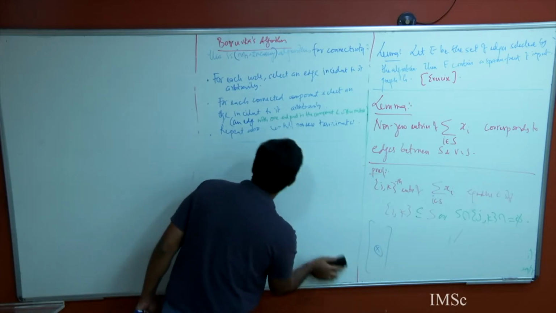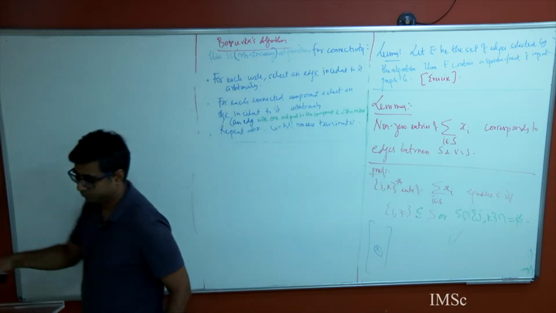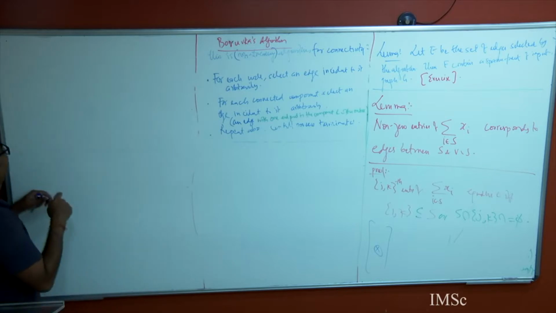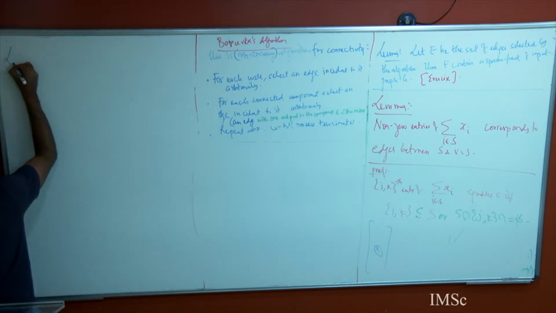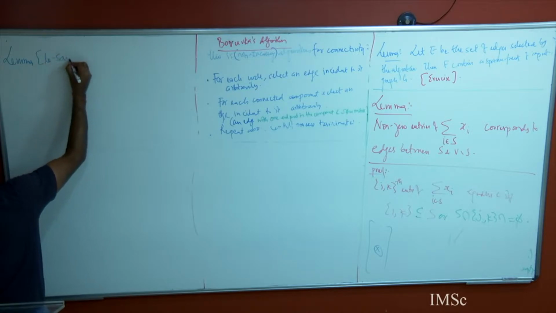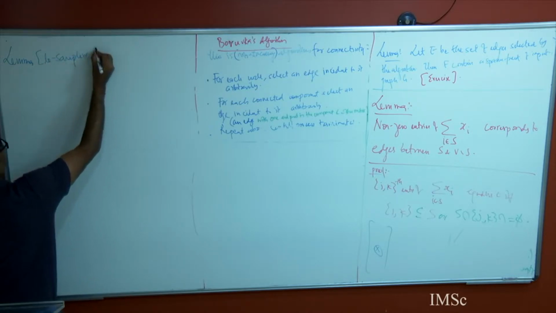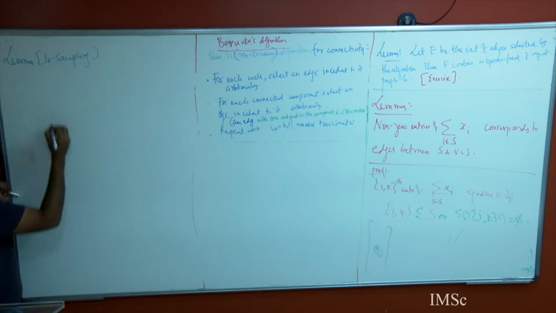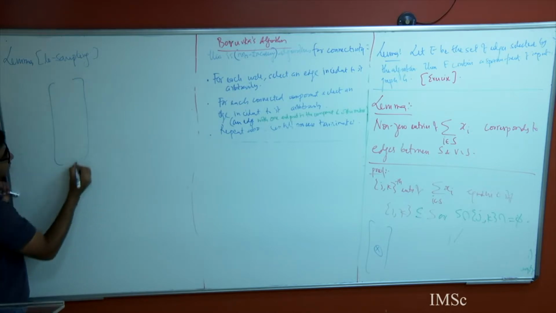So I'm going to use the following lemma. So here's a lemma. This is also called L0 sampling. So why it is called L0 sampling is that look at your vector x, okay?